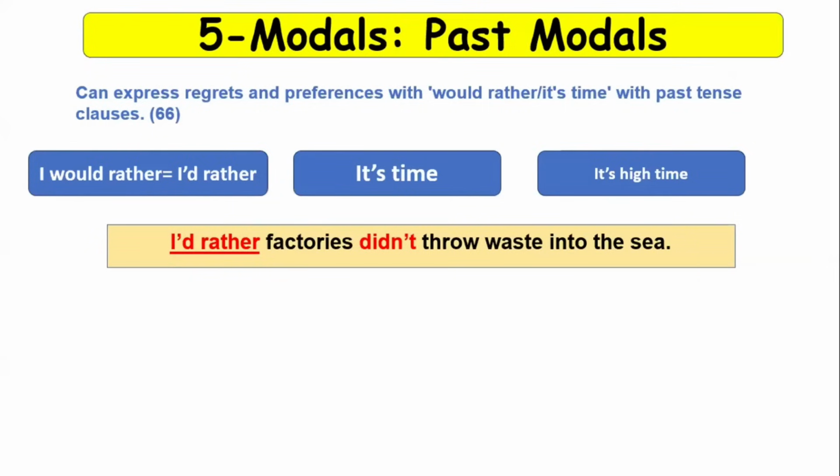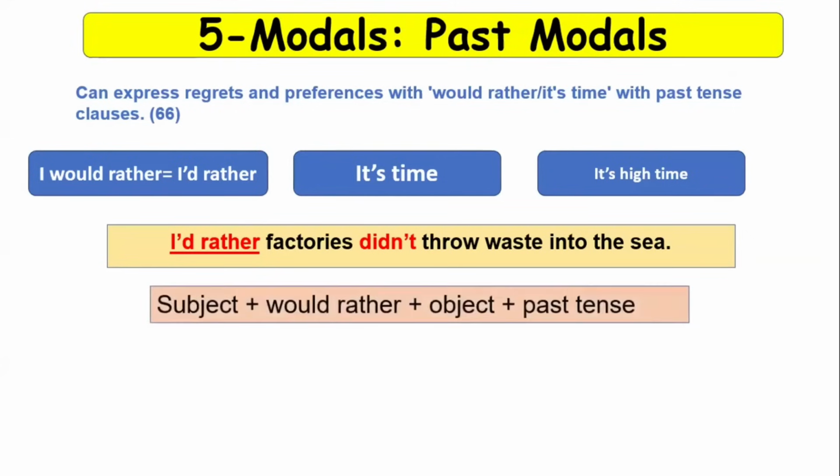So because this situation is not true, which is that they don't throw waste into the sea, I will change the tense to the past. So I'd rather factories didn't throw waste into the sea. I can never say I'd rather factories don't throw waste into the sea. Be very careful. Okay. So what do we have here? We have the subject plus would rather or I'd rather plus the object plus past tense.